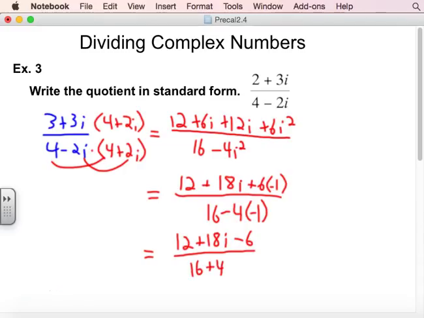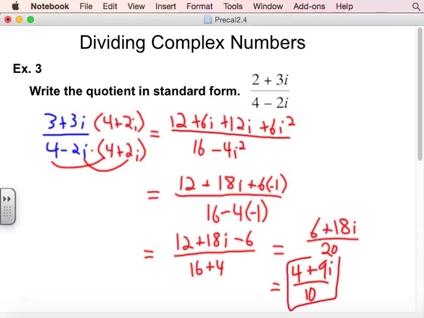Right? So that's going to end up giving us on the top 12 minus 6 is 6 plus 18i. And on the bottom, we got 16 plus 4 is 20. Now, notice all three of these numbers are even, so we can reduce them all. The biggest thing that will go into all of them is 2. So we divide all of those by 2, and that gives us our simplified answer, 4 plus 9i over 10.